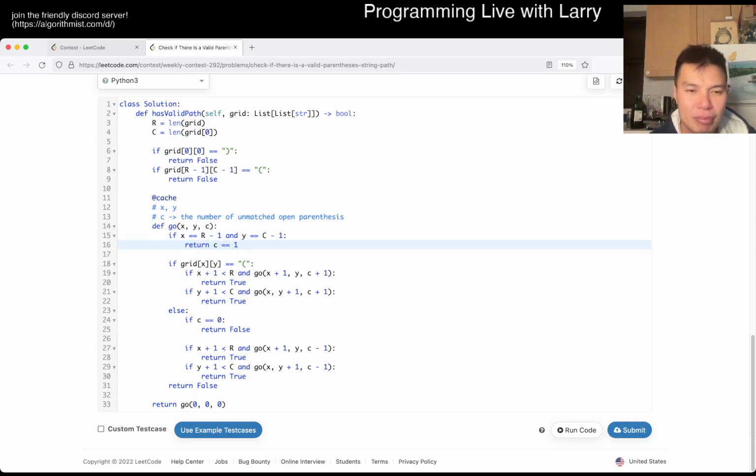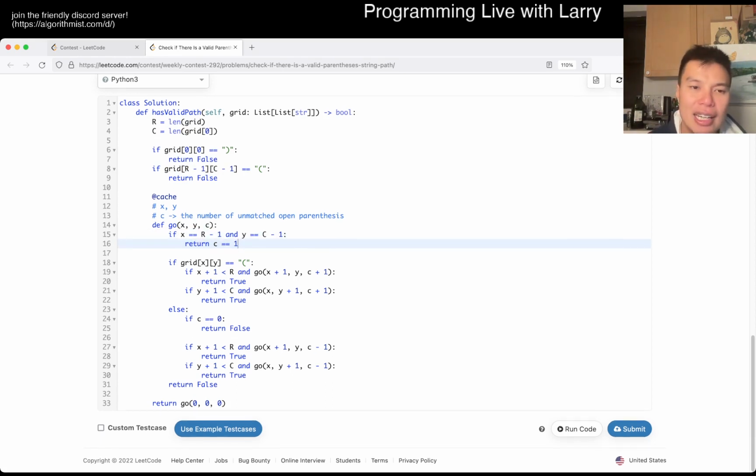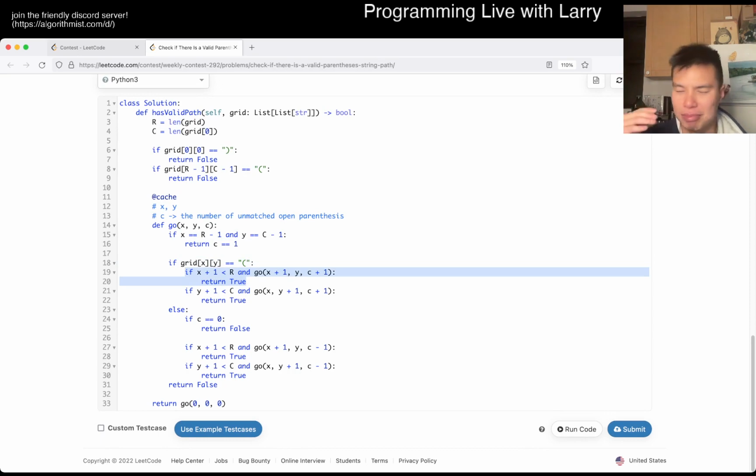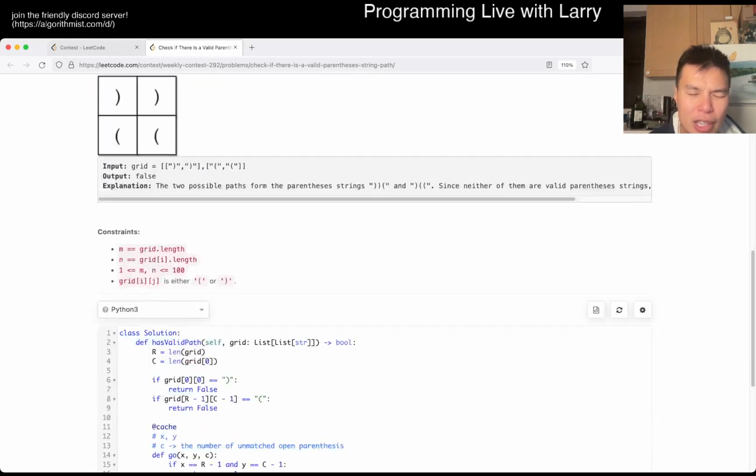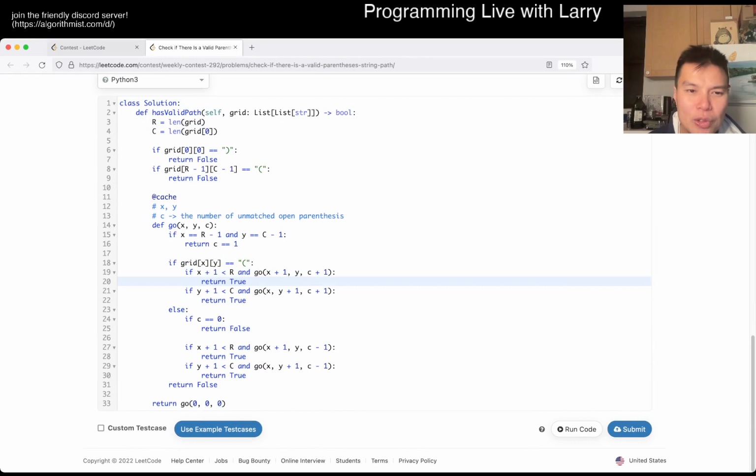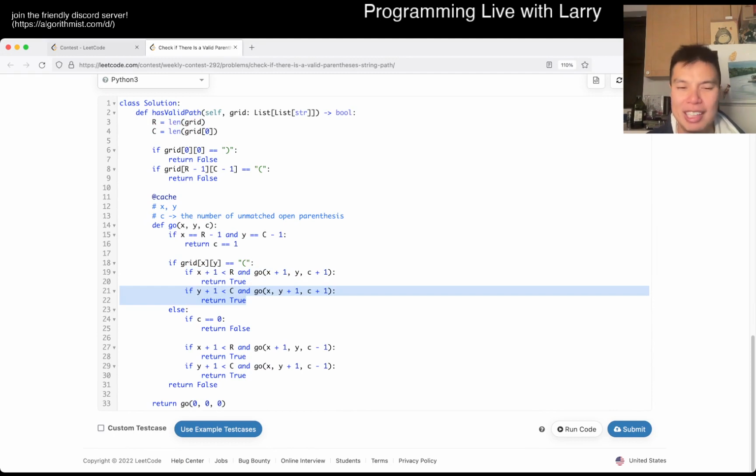Otherwise, we just take a look. If the current grid space is open, then we try to go. Again, in this problem, you can only go down and right, right? So then we go, okay, can I go down with 1 more open parenthesis? Can I go right with 1 more open parenthesis, right? And if either of these cases is true, we return true.